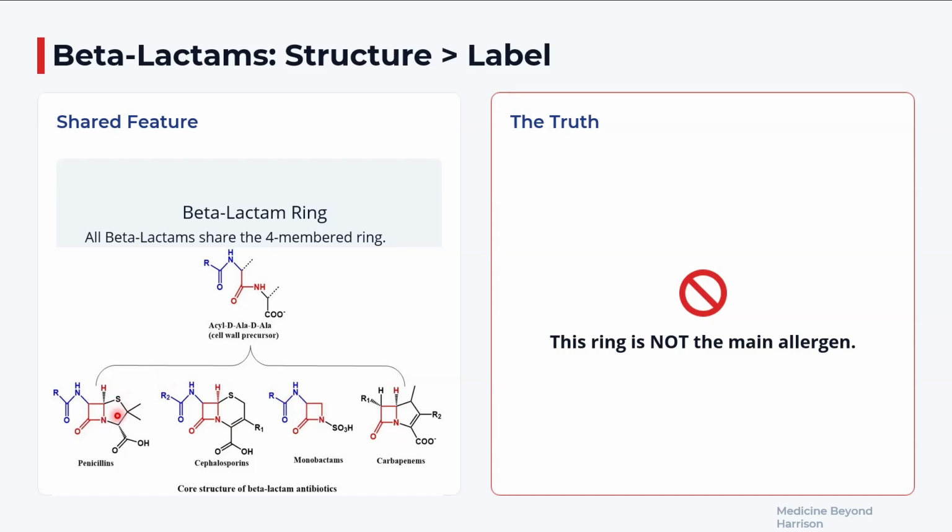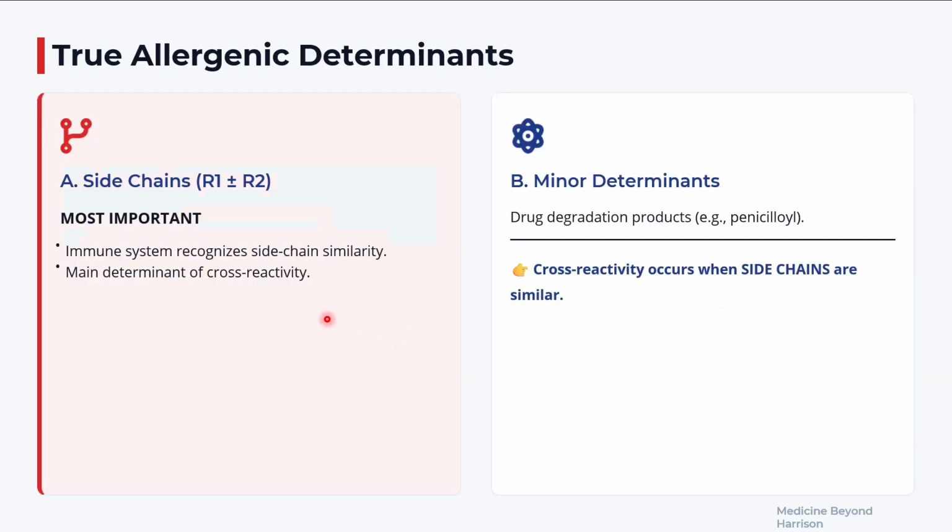allergy. So penicillin sensitivity reaction, allergic reaction, is not equal to carbapenem allergy. This ring is not the main allergen, so we'll go through this in the upcoming slides. So the true allergenic determinants are the side chains, that is the R1 and the R2. The immune system recognizes side chain similarity, which is the main determinant of cross-reactivity, and minor determinants are drug degradation products like penicilloyl.